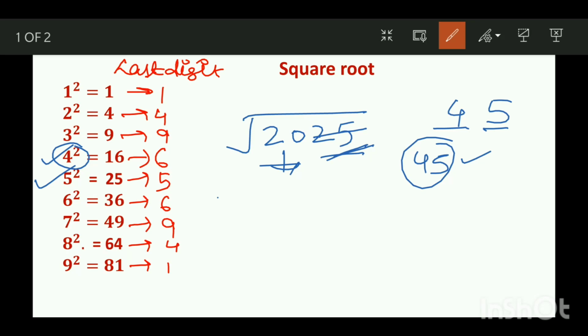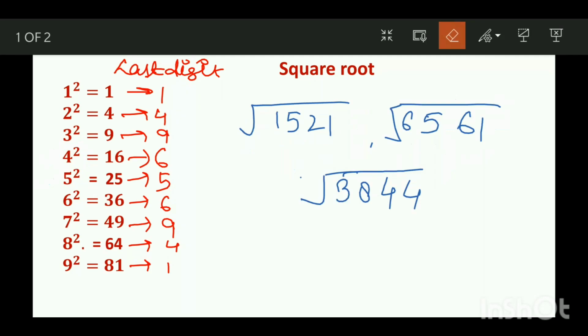Okay, so now I hope it is very clear to all of you. We have done lots of examples for this square root trick. So here are some examples for you. Solve these by using this smart trick and write the answers in the comment box.